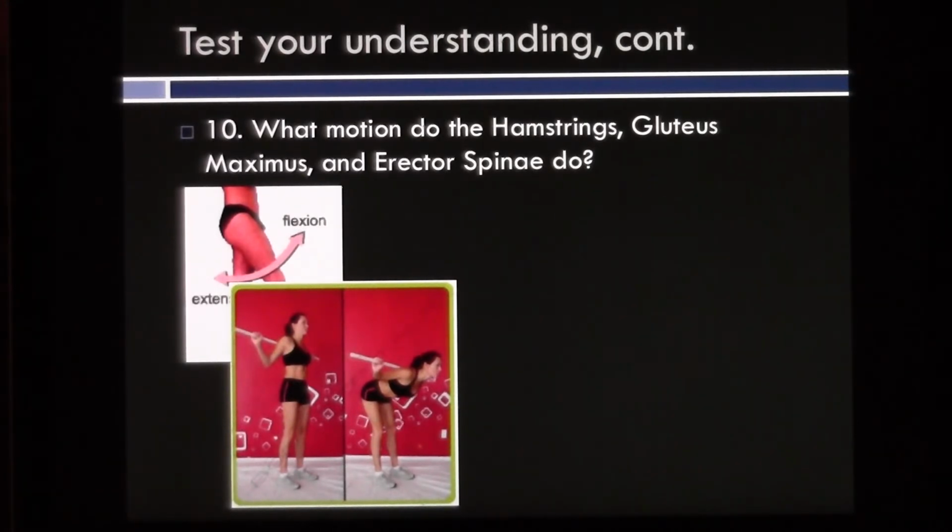All these are different versions of hip extension, so anytime I ask what muscle group or groups does hip extension, the answer would be hamstrings, gluteus maximus, and erector spinae.